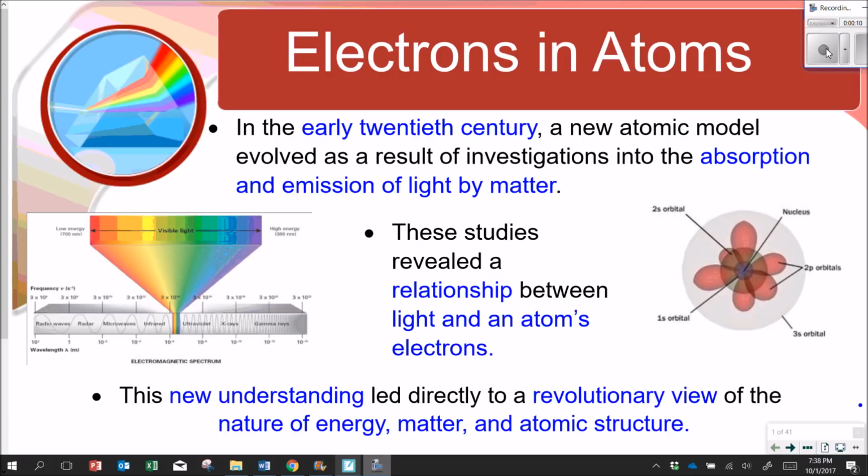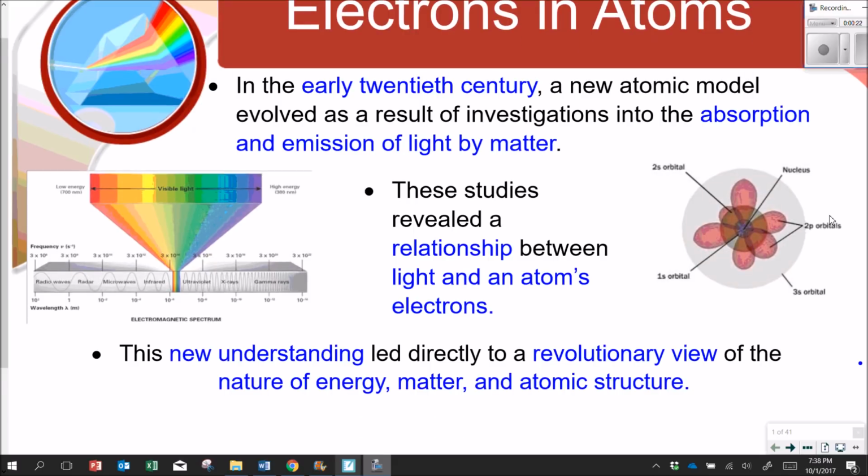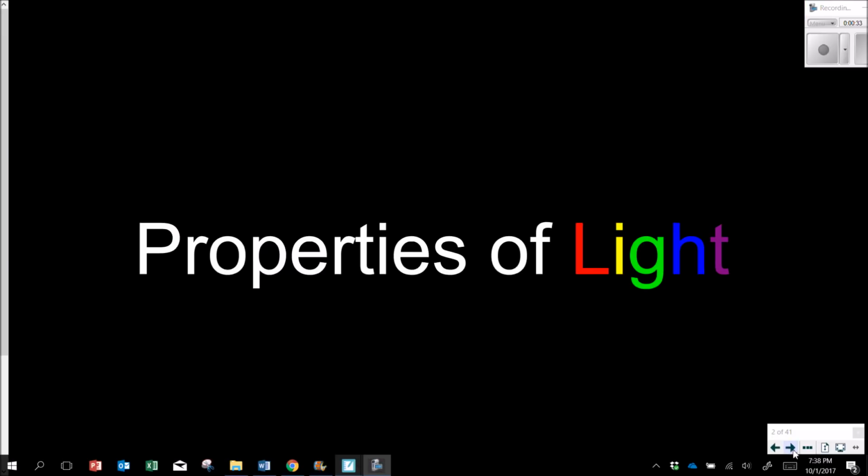In the early 20th century, a new atomic model evolved as a result of investigations into the absorption and emission of light by matter. These studies revealed the relationship between light and an atom's electrons. This new understanding led directly to a revolutionary view of the nature of energy, matter, and atomic structure. We will start by taking a look at the properties of light.